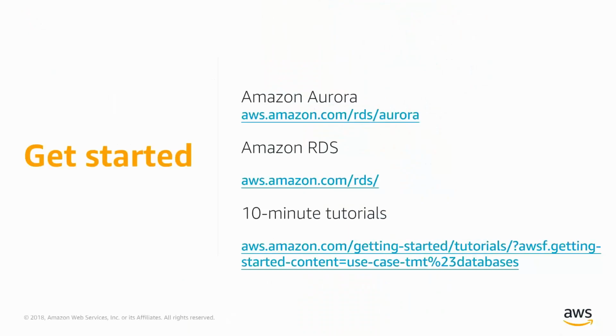So today, if you want to know how to get started for Amazon Aurora, you can go to aws.amazon.com/RDS/Aurora. For RDS, you can just go to aws.amazon.com/RDS. And then we have the URL at the bottom for some of our 10-minute tutorials.